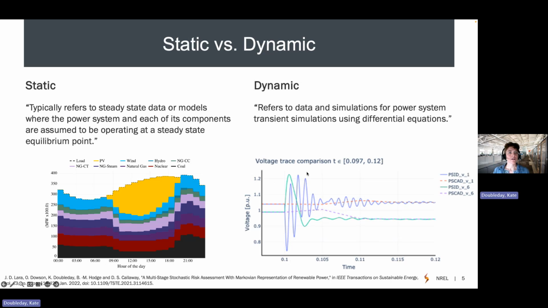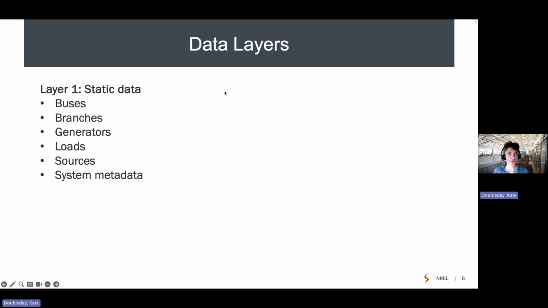In order to enable a dynamic simulation in Sienna, we have these two data layers. So the first layer is the static layer. That includes information about where things are located and connected within the system. So it includes basic information about the buses, branches, generators, loads, voltage sources, and basic system metadata. This is all the data you would need to run a power flow or planning case.